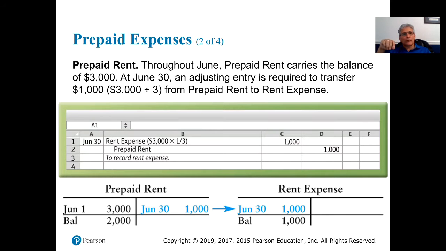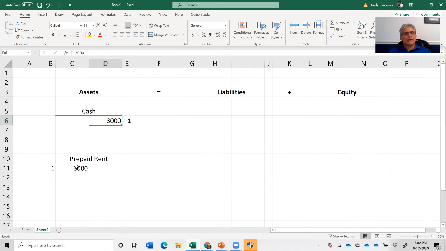This happened on June 1st, but now we're looking at June 30. Now, this is the adjusting entry that has to be recorded, after we have used up 1 month's worth of rent. At this point in time, if we look at the balance, prepaid rent is showing a balance of $3,000. Well, that was for 3 months, June, July, and August. That's all okay up until the end of June. And now when June is done, the question is, do we still have $3,000 worth of prepaid rent? And the answer is no, we don't.